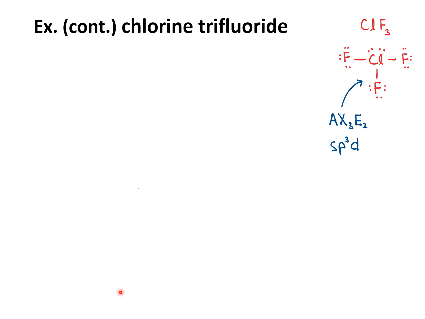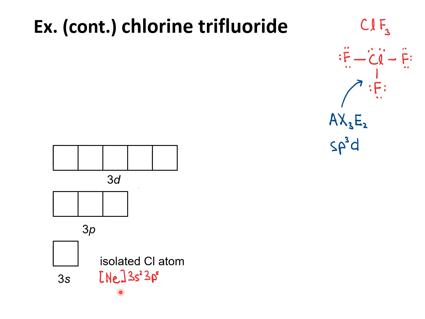Now let's take a look at chlorine, the central atom in ClF3. The electron configuration for chlorine is neon, 3s2, 3p5. And so here we can see that chlorine, which is in group 17, has 2 plus 5, which gives us 7 valence electrons. Those 7 valence electrons in chlorine are distributed where we have 2 electrons in the 3s atomic orbital and 5 electrons, 1, 2, 3, 4, 5, in the 3p atomic orbitals.